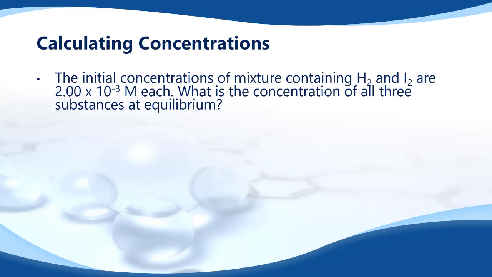Here, I give you the initial concentrations of the mixture. I said that H2 and I2 are each 2 times 10 to the minus third molar. Now we have no HI to begin with, so when the reaction eventually hits equilibrium, I want to know what the concentration is going to be of all 3 things in the reaction. Again, we know what they are at the start, but we need to figure out what they are at equilibrium.